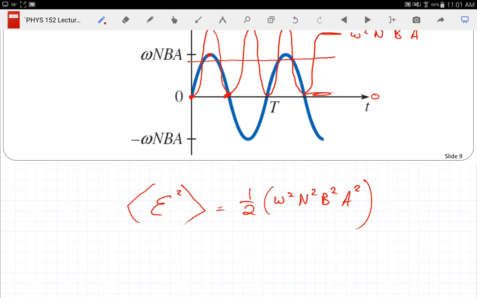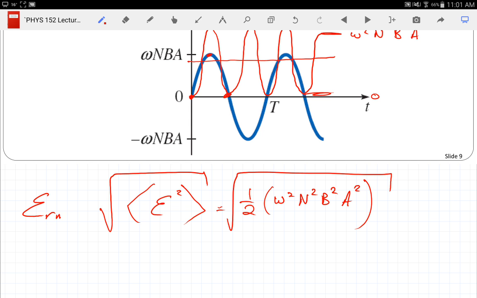And then the final step: we squared it, we took the average. The final step is take the square root. So EMRMS is that. If you look at this, square root of 1/2, 1 over square root of 2, omega squared, n squared, b squared, a squared. Well, that was just the EMF maximum squared. So you square root the EMF maximum squared and you get the Emax.